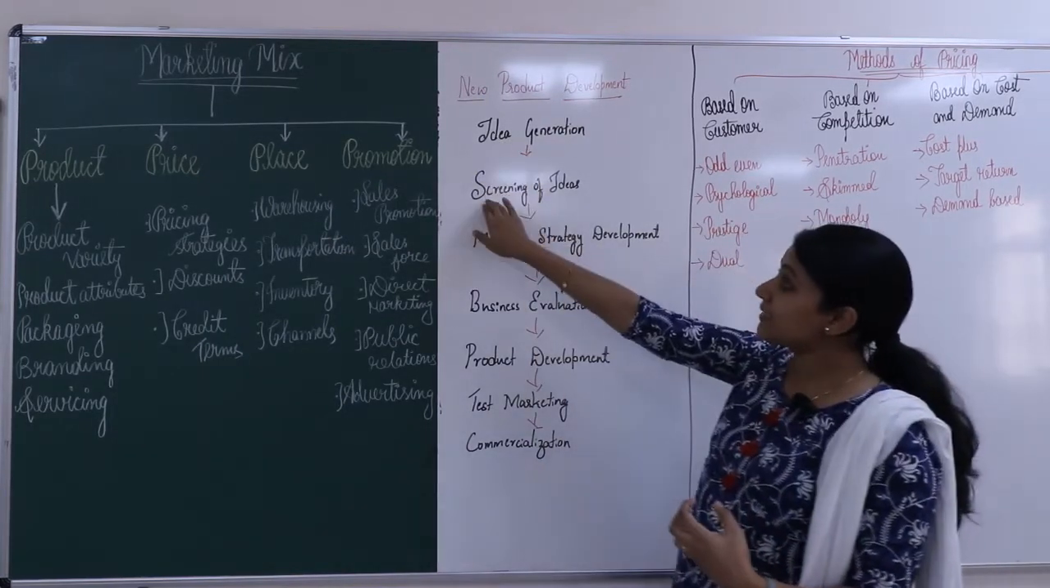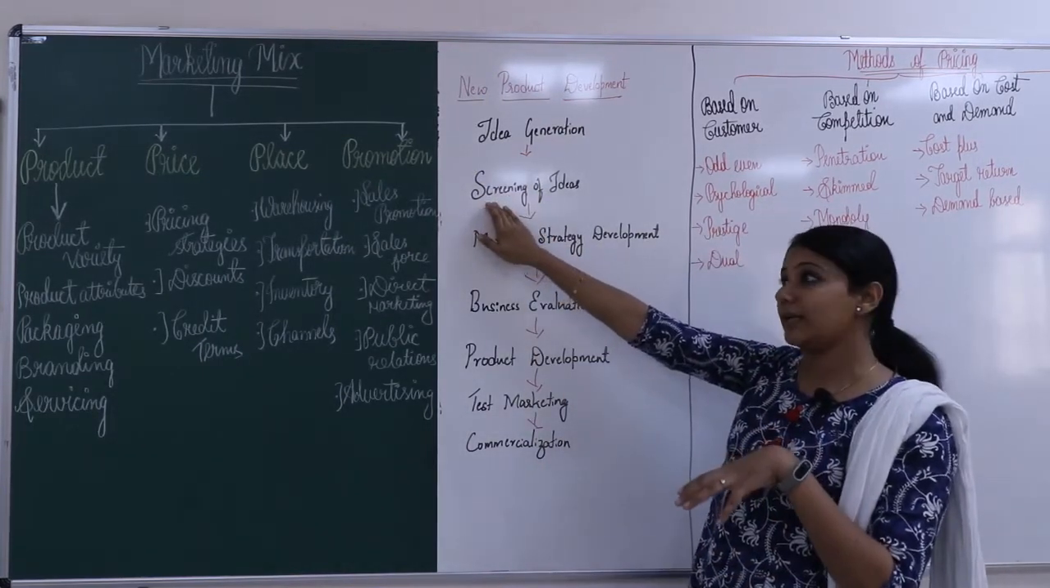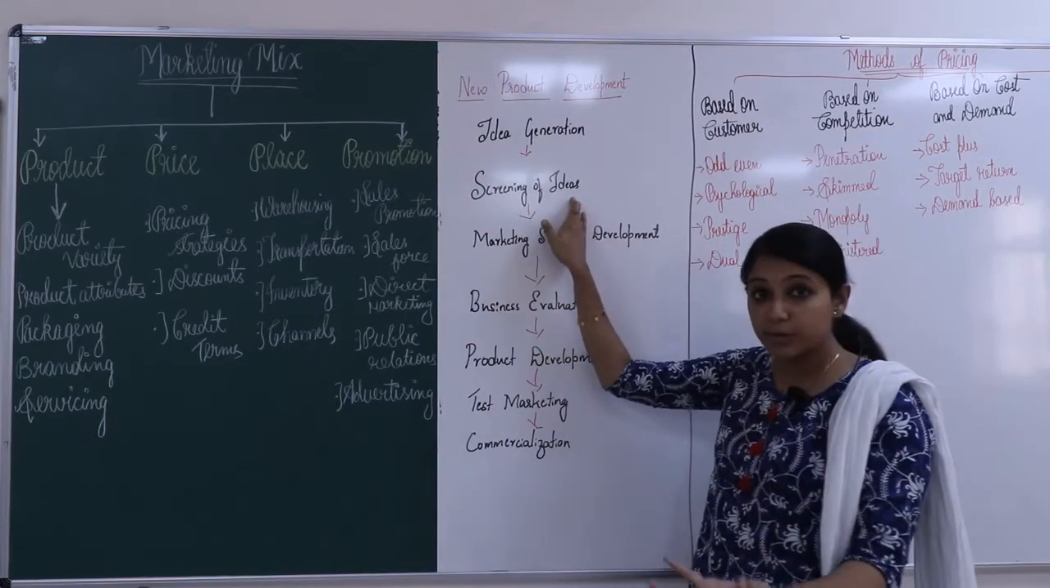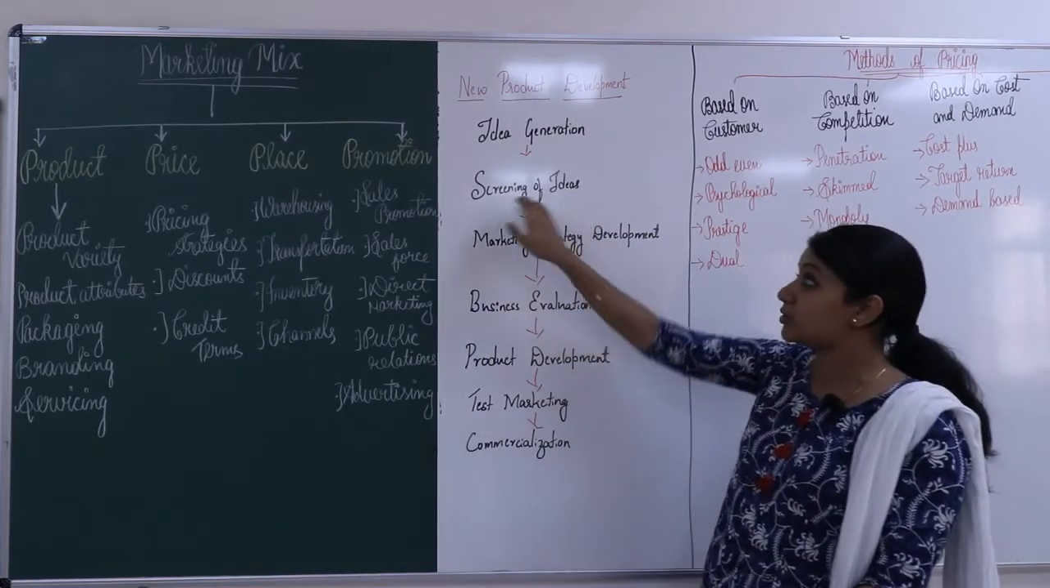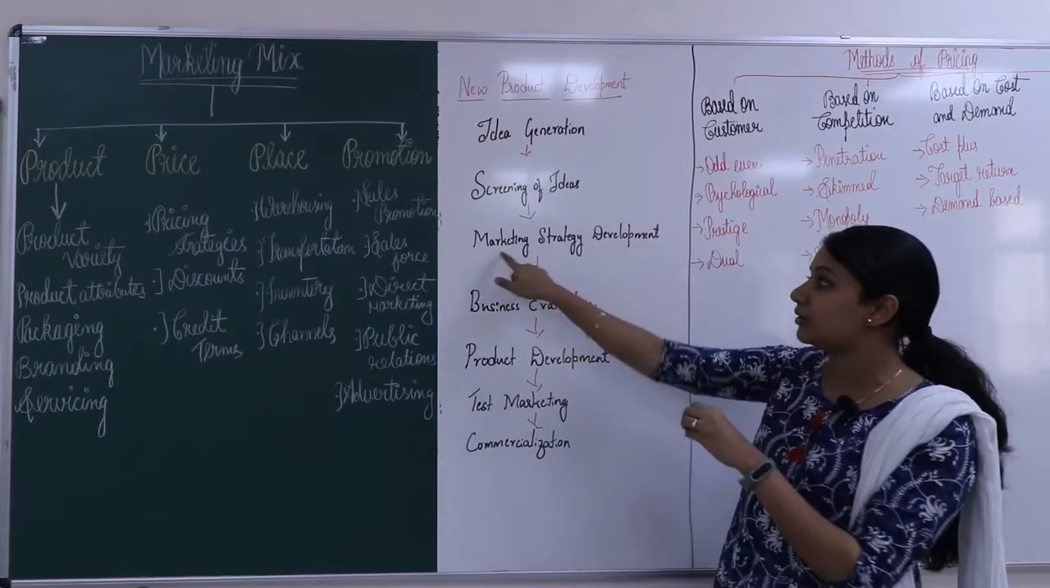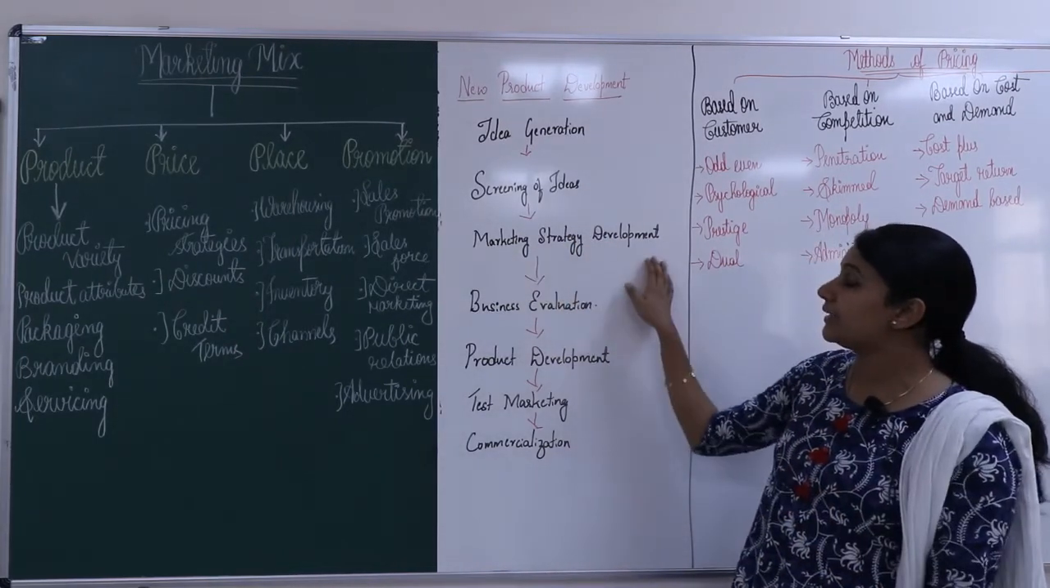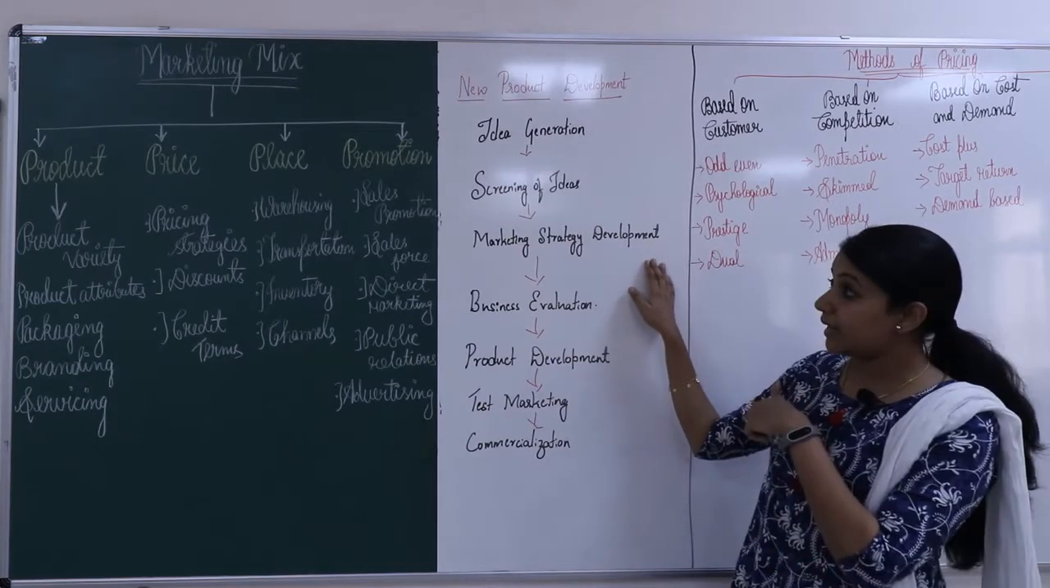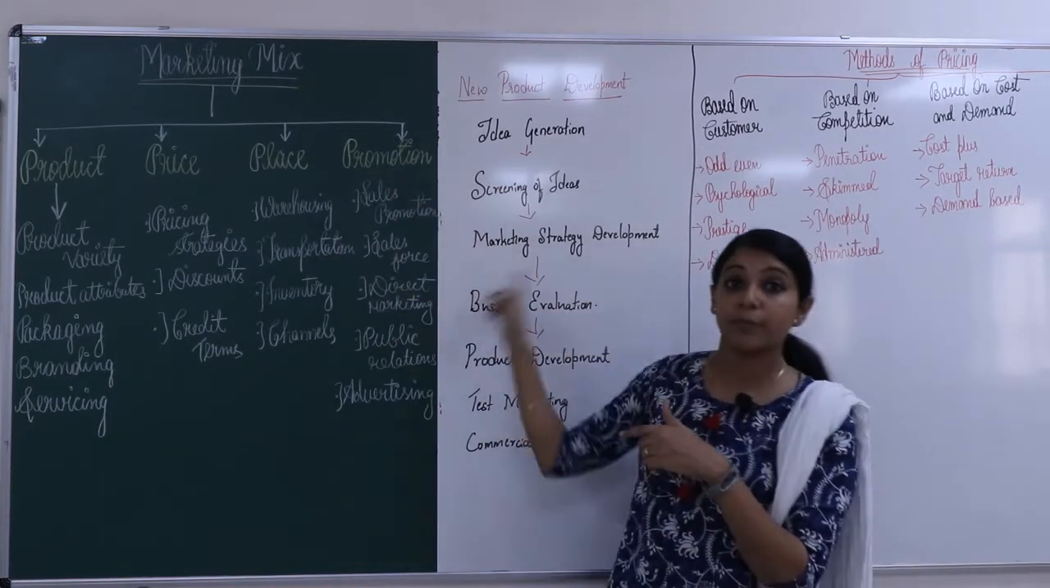But in the next step, we screen those ideas. Now, every idea is not feasible or cannot be manufactured into a product. So we screen the ideas, and whatever is a good idea, we will select that and do the next step, which is your marketing strategy development. So marketing strategy includes all the 4 P's, right?